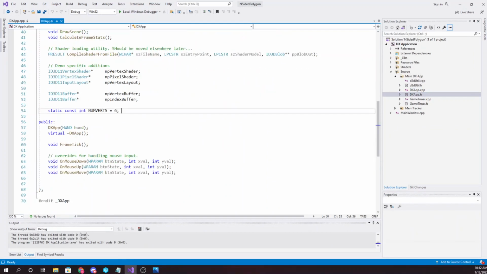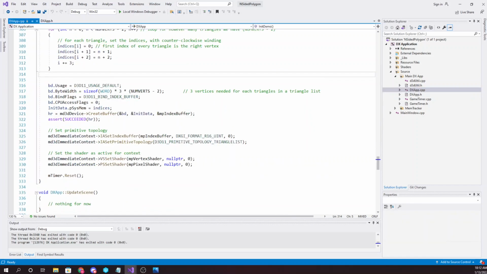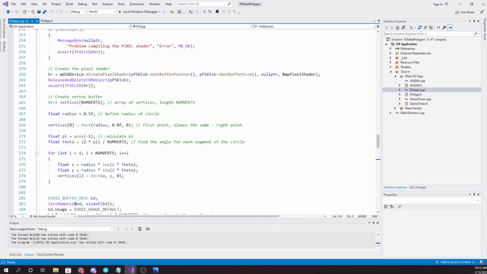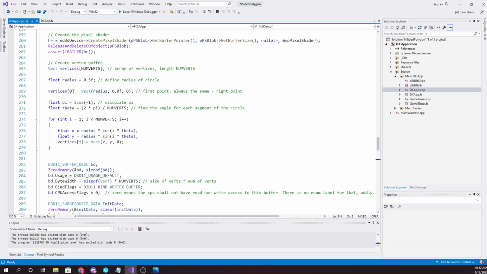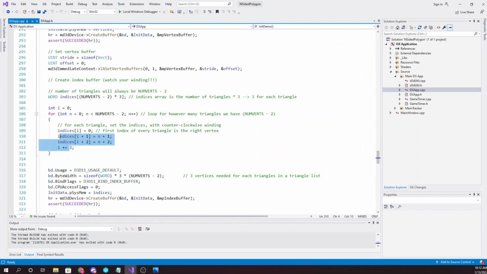So right here I have numverts as a constant that is variable. In the init demo, you create all of the vertices. Here I just used sine and cosine math to find equidistant points based on the number of vertices. And then down here you actually assign the indices ordering, with counterclockwise winding. So you loop through 3 at a time and map out the right triangle, starting with that first one as the first triangle.